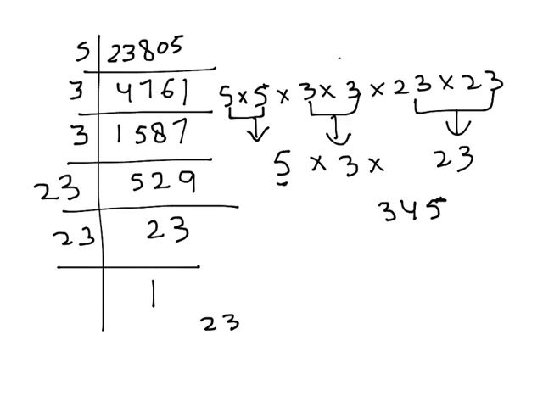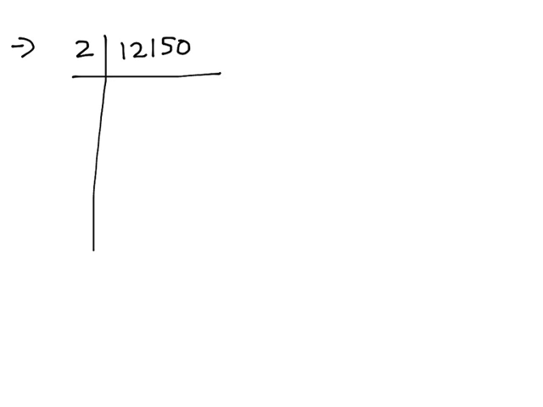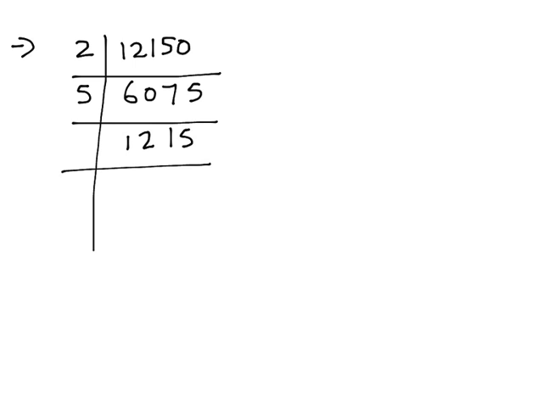So now what we have to do is multiply 23805 by 5, and the new number will be the square of 345. Clear? Similarly, we will do the next question. We have 12150. So let's start the prime factorization. Let's start with 2. We will get 6075. Now we will divide it by 5. We will get 1215.